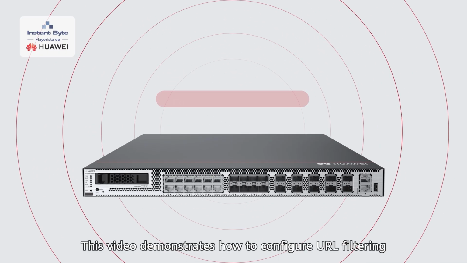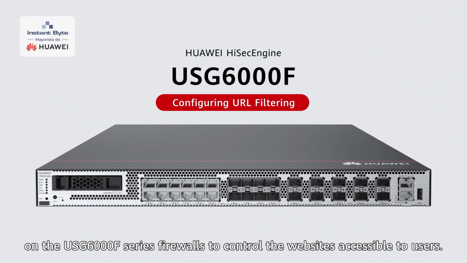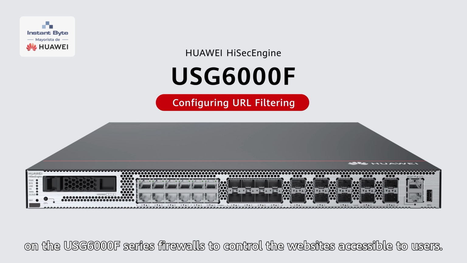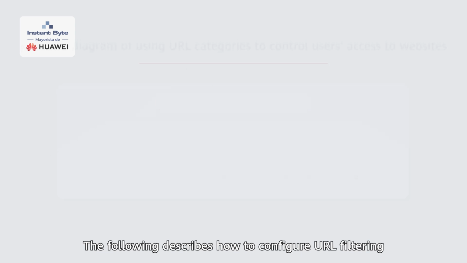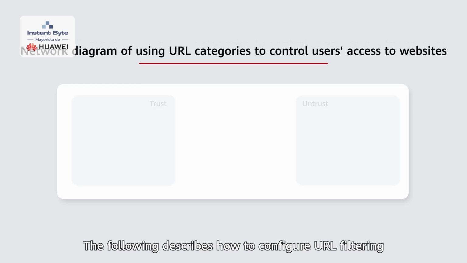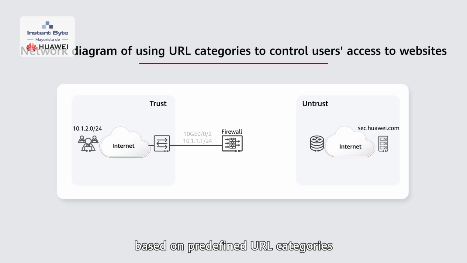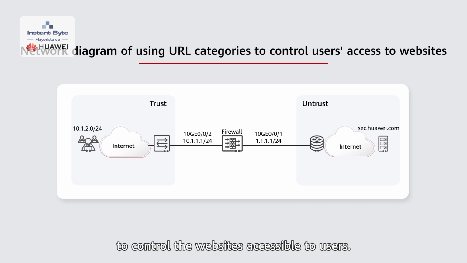This video demonstrates how to configure URL filtering on the USG6000F series firewalls to control the websites accessible to users. The following describes how to configure URL filtering based on predefined URL categories to control the websites accessible to users.